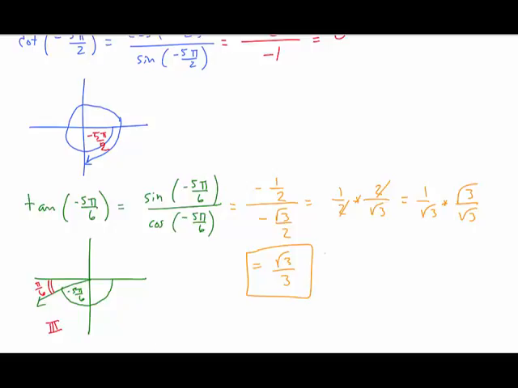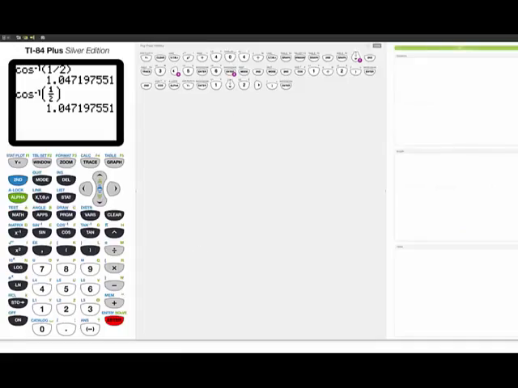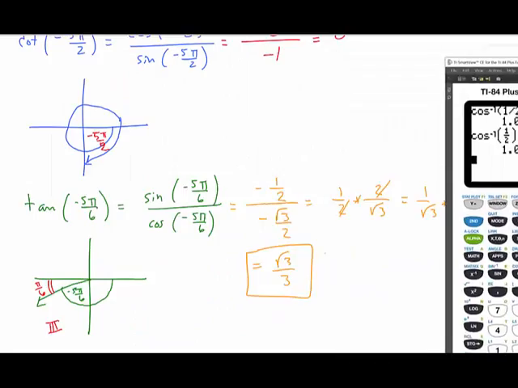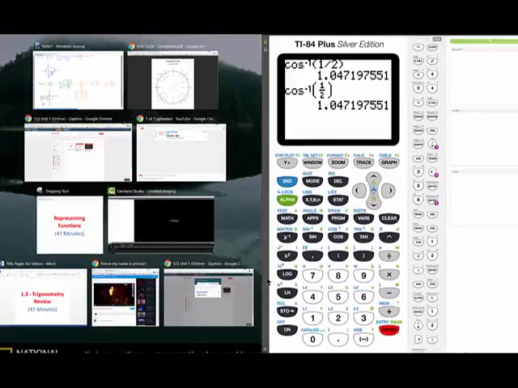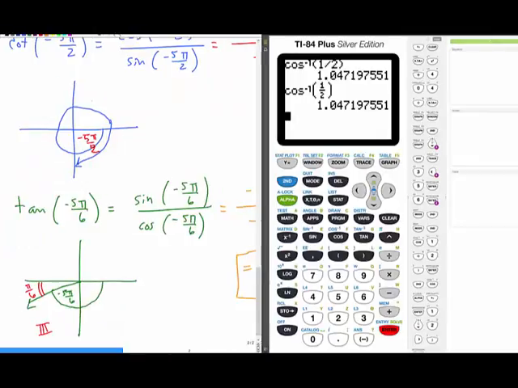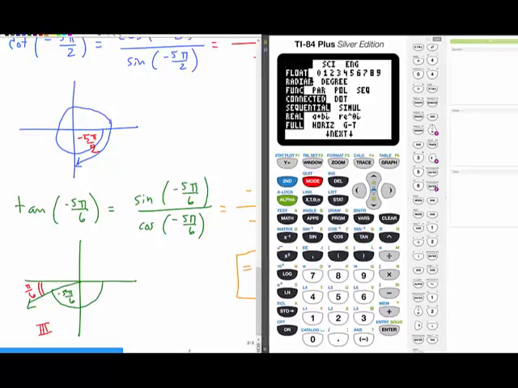Now, if we want to use our calculators to check our work, that's okay. Just make sure that you don't rely on your calculators to do your work, because you are going to have to know the unit circle. So let's go ahead and check this problem. We're looking at tangent here. So on my calculator, here's tangent. Let's make sure we're in radian mode, and I am.